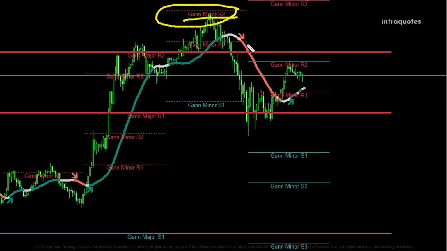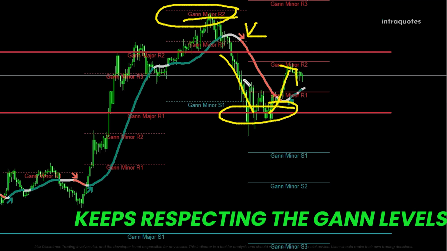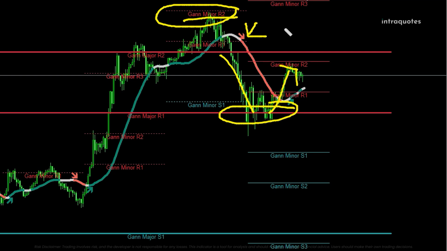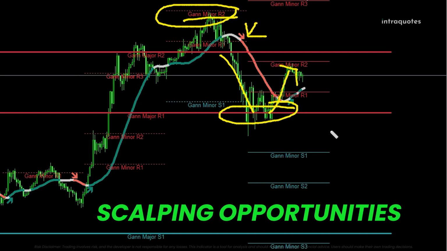Another Hydra signal around here indicates a bearish trend. The market went bearish till the Gann major R1 level, then again pulled back and reached the next minor R2 level. All I can say is that the market amazingly keeps respecting these Gann intraday levels for gold. This will give you lots of options for sweet point entries and will definitely give you many profitable scalping opportunities.